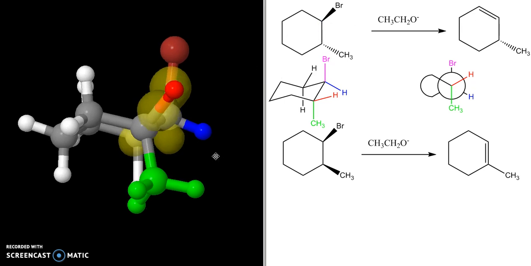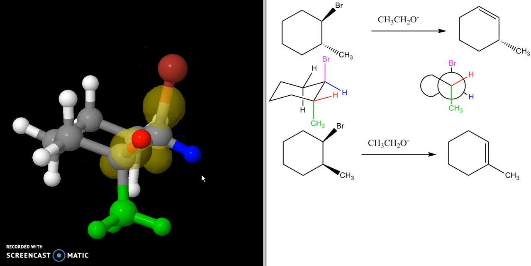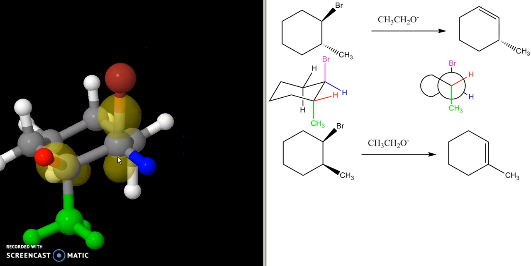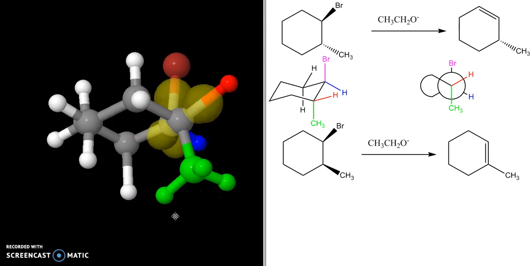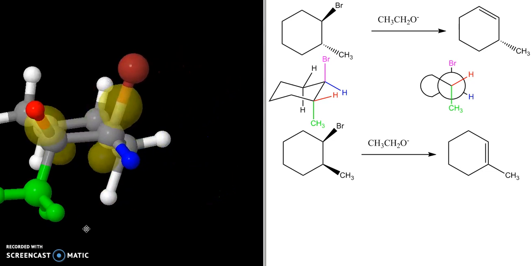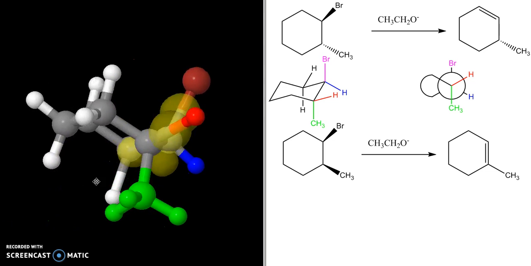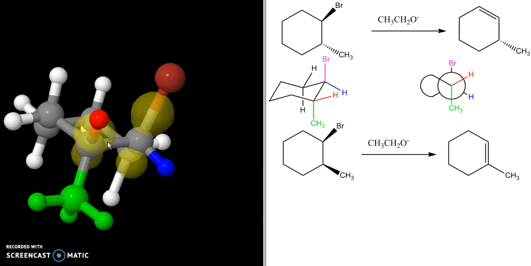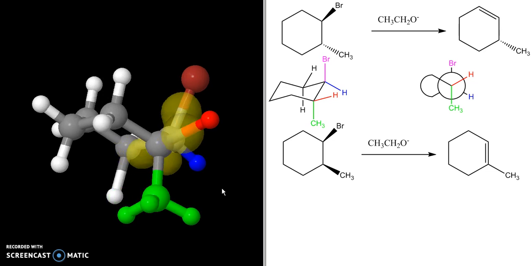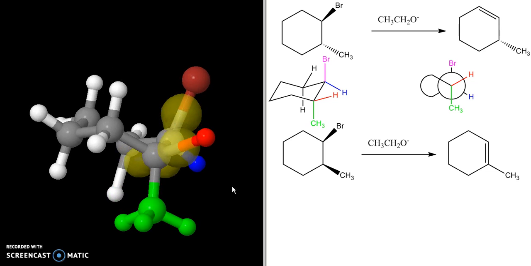trying to start to form my pi bond between these two carbons. And remember, for a pi bond to form, the two p orbitals need to be parallel to one another. We get side-by-side overlap. These two are definitely not parallel to one another. They're almost perpendicular to one another. So there's no pi, or very little pi bond character in the transition state. So very little stabilization of that transition state.